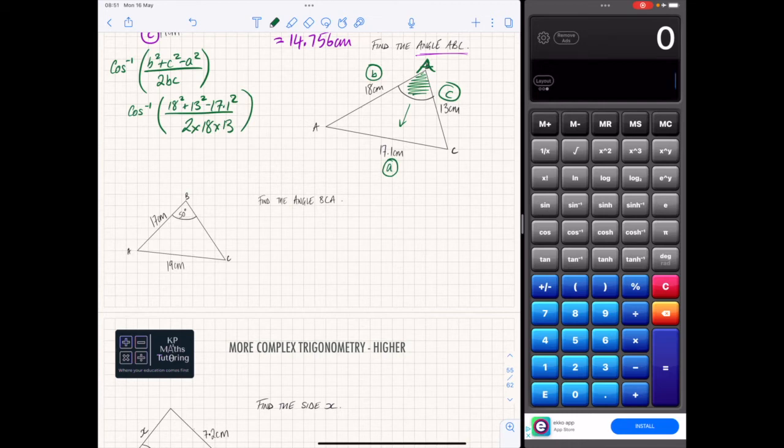And then I go to my calculator, so type in my cos minus 1. Now you would have a fraction button that you can open up, but I'm going to just put the top bit in brackets as well. So plus 13 squared minus 17 squared. So that's the top part of my equation. And then divided by, I'm going to open my brackets up here, 2 times 18 times 13, close my brackets, and then I'm going to close the brackets again. So basically what I've done there is I've opened my brackets because of the cos minus 1.